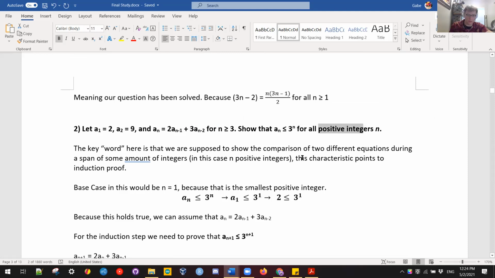And so with the induction, we're going to do the base case. All positive integers, 1 is the lowest positive integer. So we're just going to throw in a 1. So that would be a1 is less than or equal to 3 to the 1, excuse me. And they give us a1, which is 2. And yes, 2 is less than 3. So we're good. And then with that, we can assume for the future, I should probably write that down.